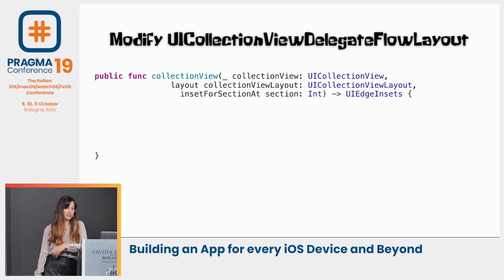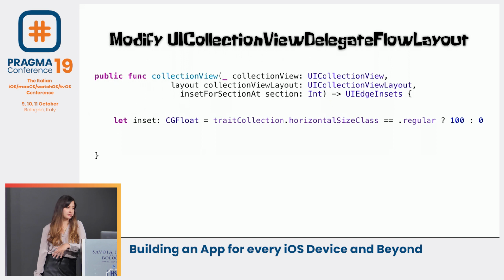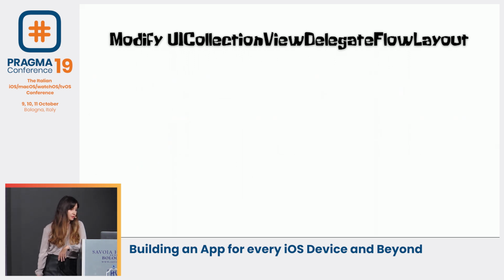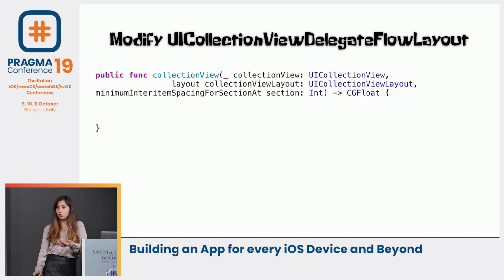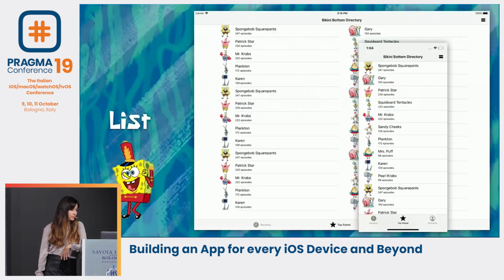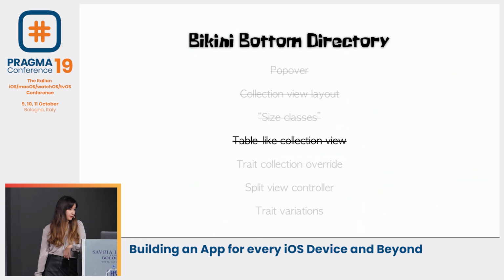We want to calculate the inset. So for iPad, we want to have 100. And for the iPhone, we want it to be 0. We return those insets. That's the margins on left and right. And we also want to give spacing for the section, so there's a little bit of a gap on the iPad, but not on the iPhone. So now our table looks like this, and we have a 2-column table view. So that was collection views that look like tables.